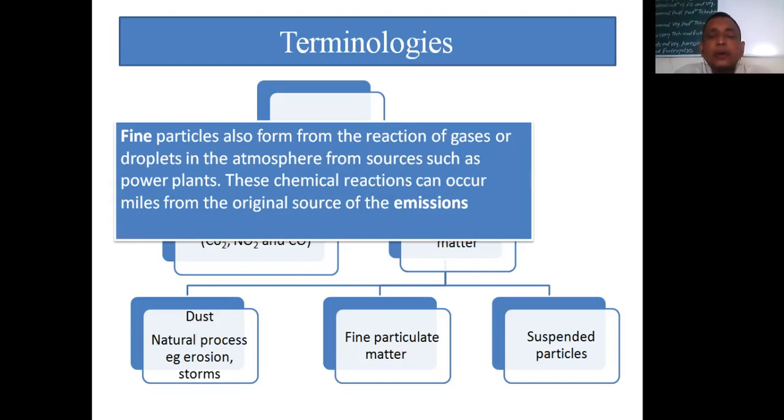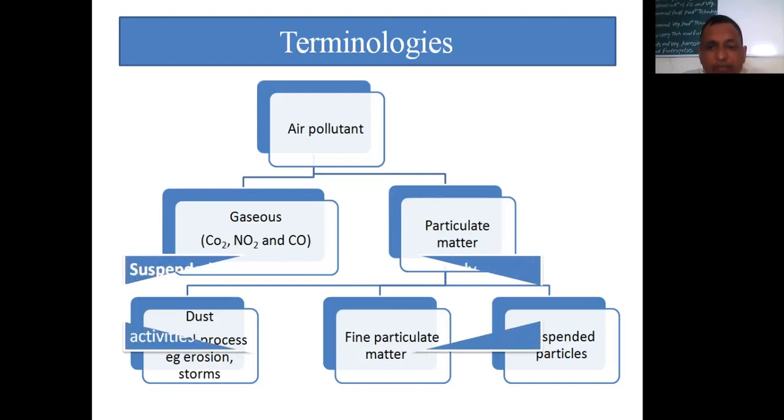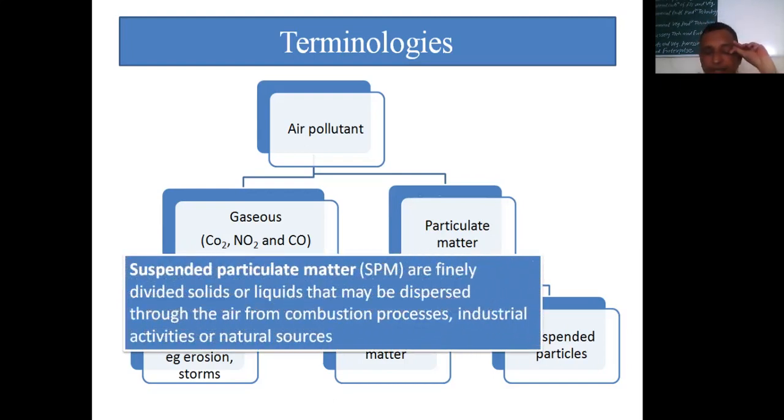It may be away several miles from its original source, and that is called as fine particles or fine particulate matter. Now, what is meant by suspended particles? Suspended particulate matter means these are finely divided solids or liquids that may be dispersed through the air from combustion of the process. For example, industry or natural sources, for example, forest fires. These are produced in the form of solids or liquids that are dispersed through the air. That means suspended particles, when it reacts, it forms the fine particulate matter.